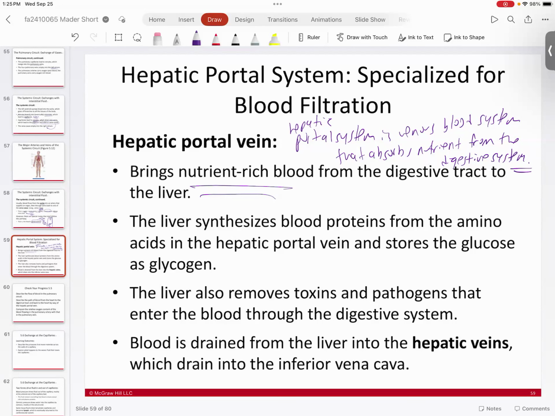And so typically speaking, your liver will be doing lots of metabolism, making lots of different types of proteins from these amino acids that you're absorbing. And you'll also be storing glucose in your liver as well. So your liver does a lot of things. It'll be removing toxins and pathogens. This is, by the way, the reason why when we do drug development, one of the things we always have to consider is the administration of the drug, right? Think about it this way.